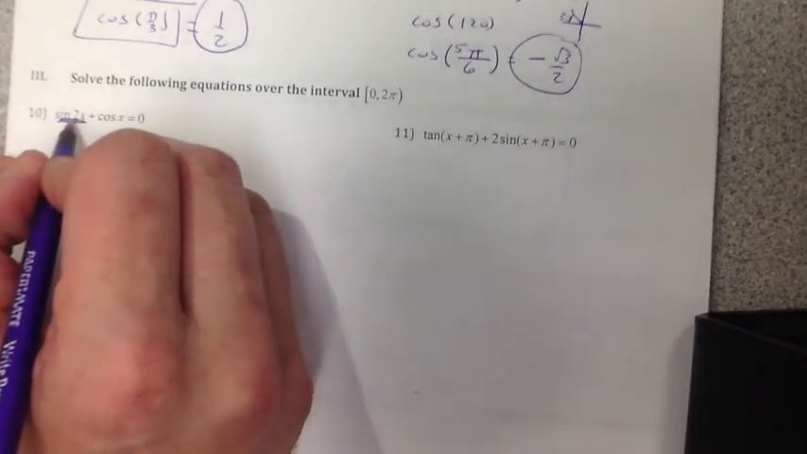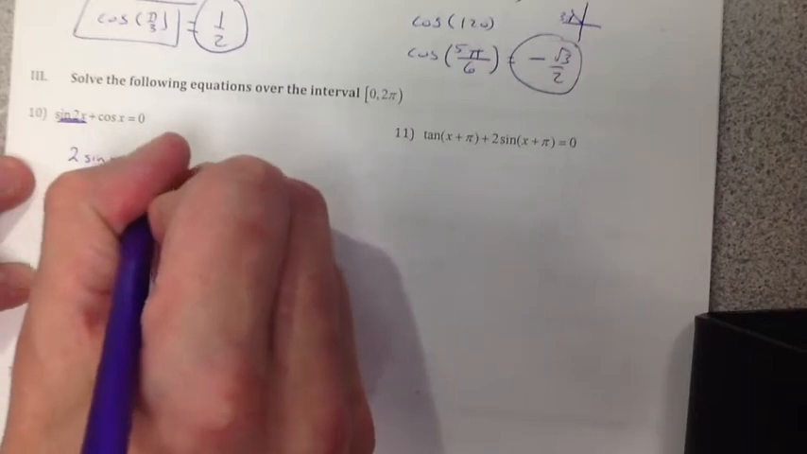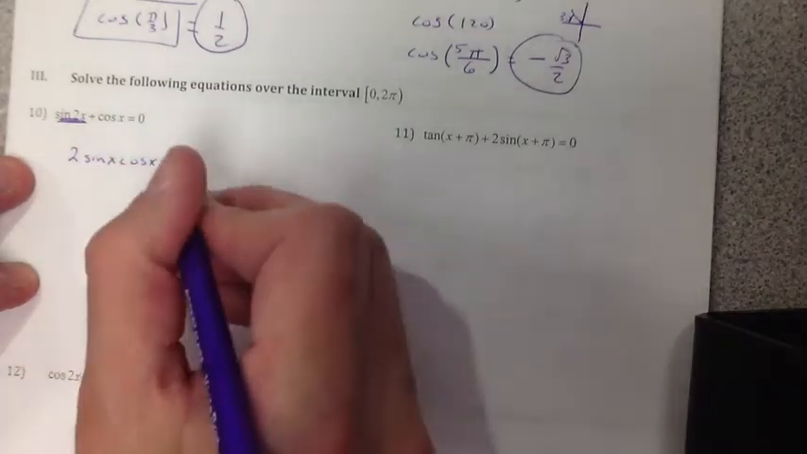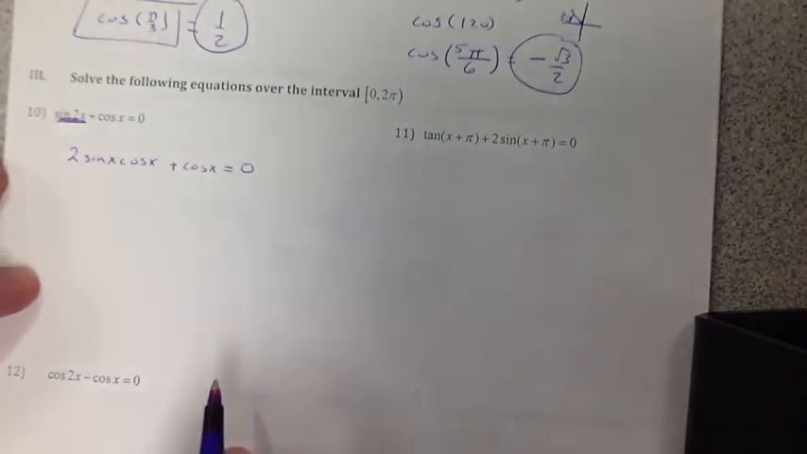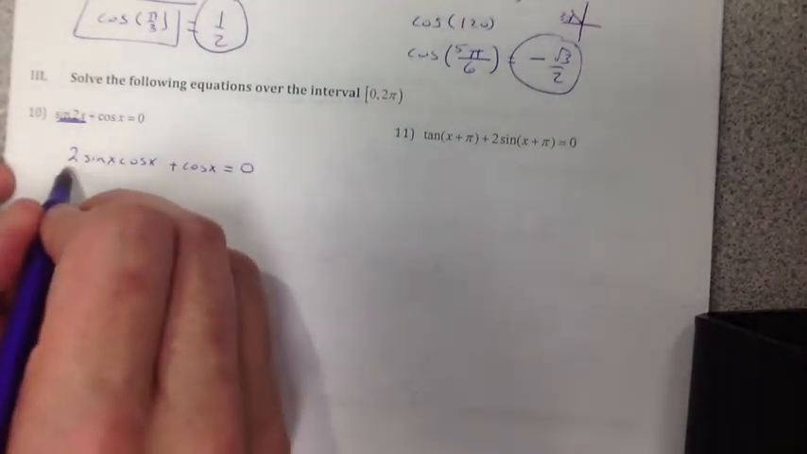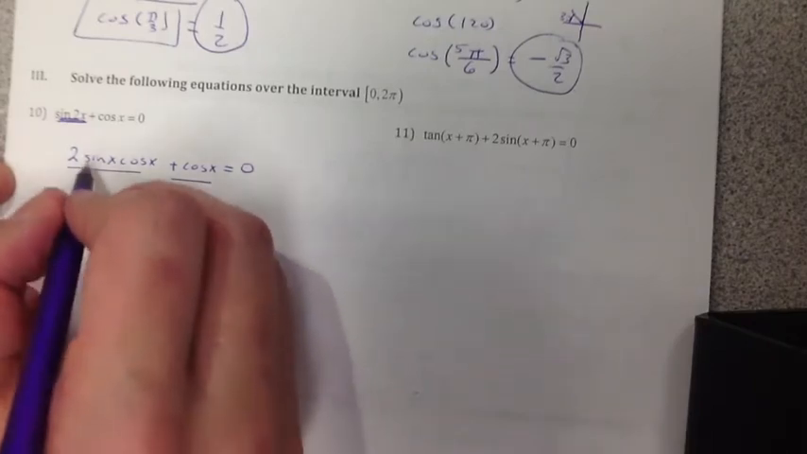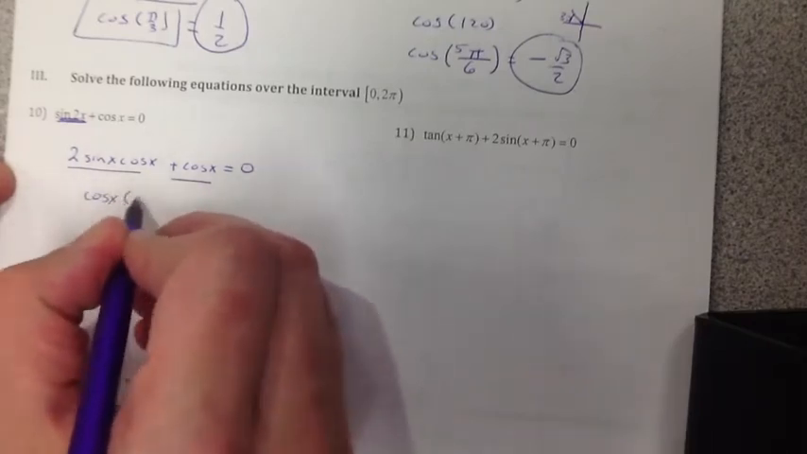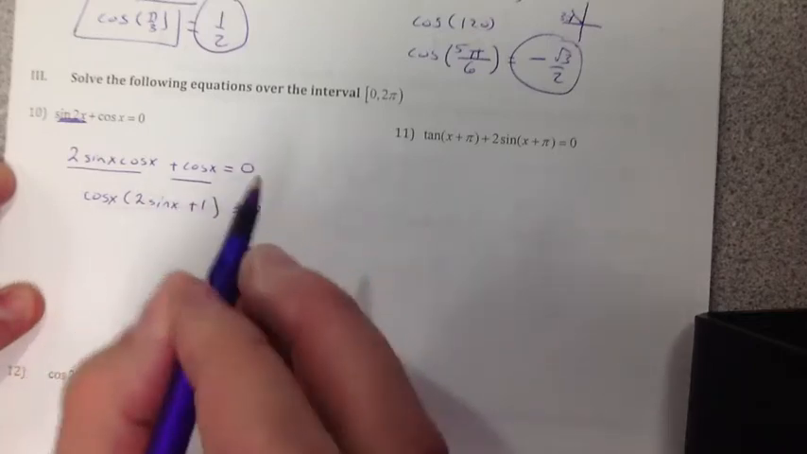So I could replace sine of 2x with just 2 sine x cosine x. And I'm still left with this plus cosine x, and that's going to equal 0. Now, why may you like this, you may ask? Because if I look at both terms, they both have a cosine of x. I can factor that out, and that's going to give us cosine x times 2 sine x plus 1 equal to 0.